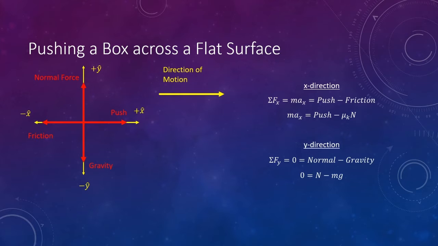We have normal force going up and gravity going down. They cancel each other, and a lot of times normal force is just labeled with N. Force of gravity is mass times the gravitational acceleration. So you can rearrange this to solve for the normal force and then put that normal force into the x direction equation to eventually solve for the acceleration in the x direction. So that's what's going on when you have an object on a flat level surface.